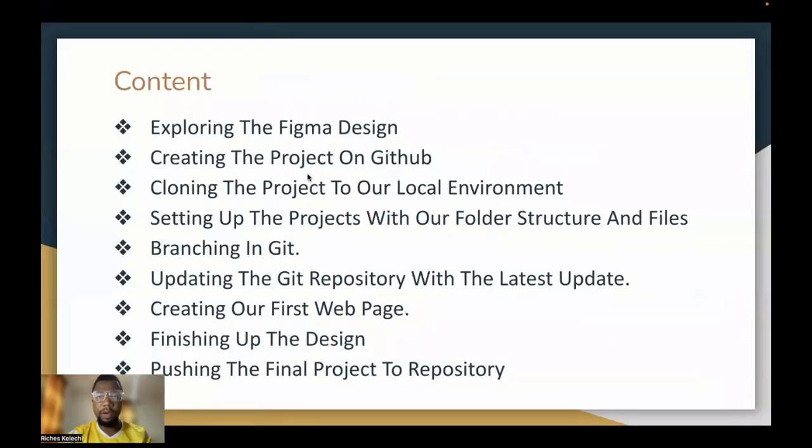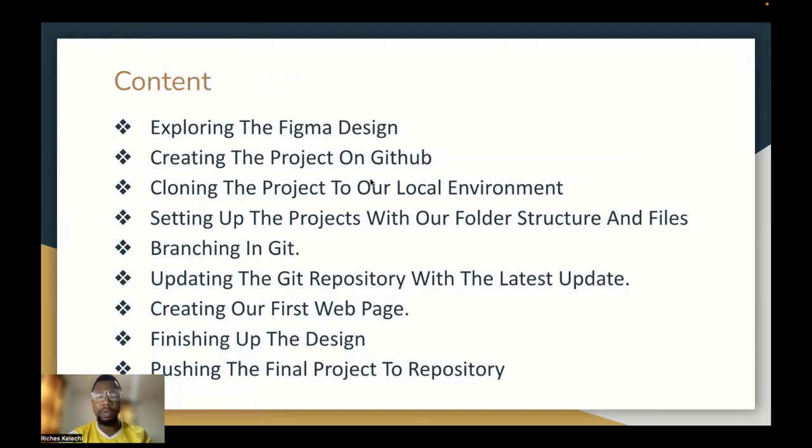So basically, we have two series already out where we explored the Figma design, where we created the project on GitHub, where we cloned the project to our local environment, where we set up the project with our folder structures and files, where we created the JS file, the images file, the CSS folders, and the rest of them. So we updated the Git repository with the latest updates. We created our first web page. So now we are going to finish up the design and we'll push the final project to the repository.